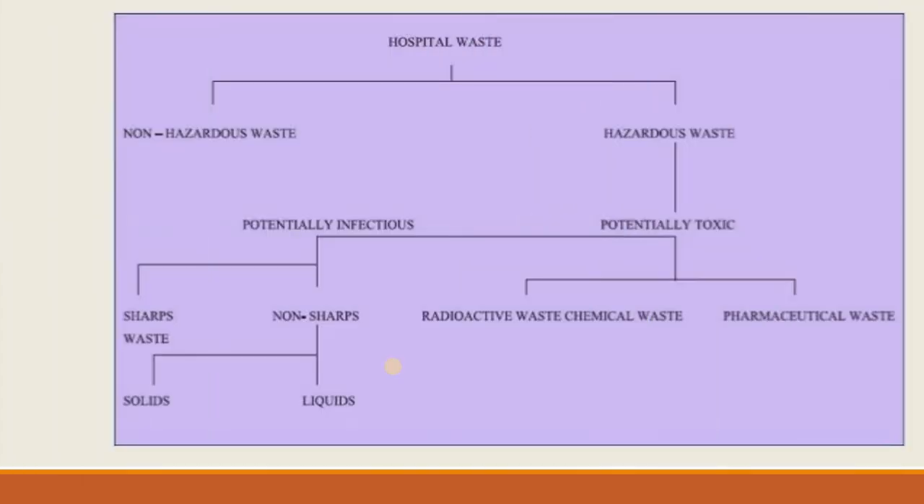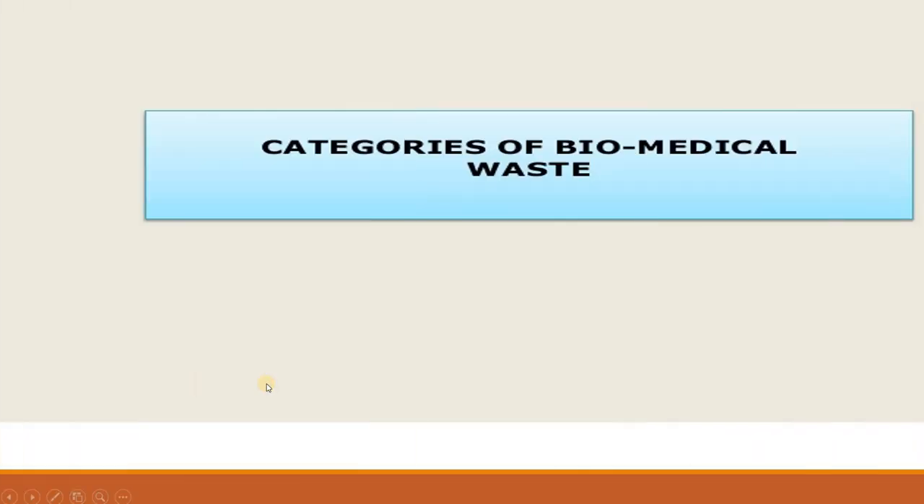Classification of hospital waste. Hospital waste is non-hazardous waste and hazardous waste. In hazardous waste, we see potentially toxic and potentially infectious. Under potentially toxic, we see radioactive waste, chemical waste, pharmaceutical waste, and soft waste and non-soft waste, solid and liquid. Next is the biomedical waste management category.